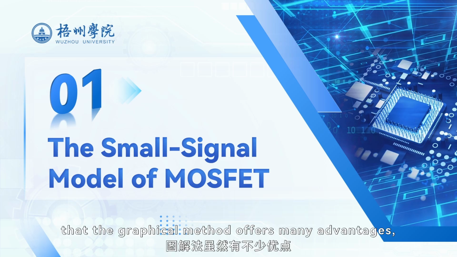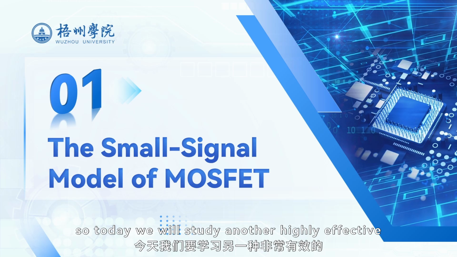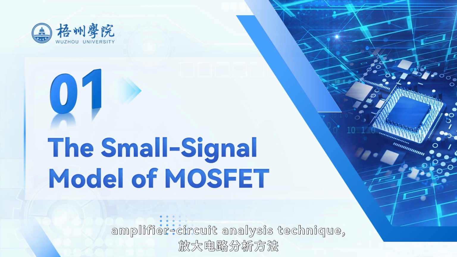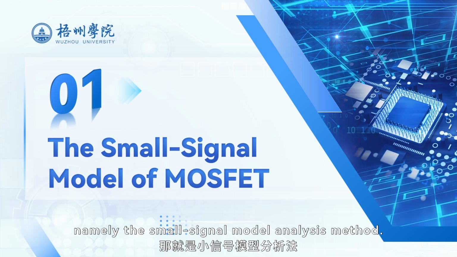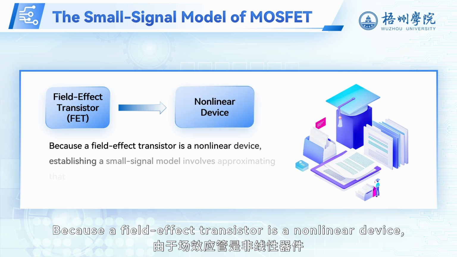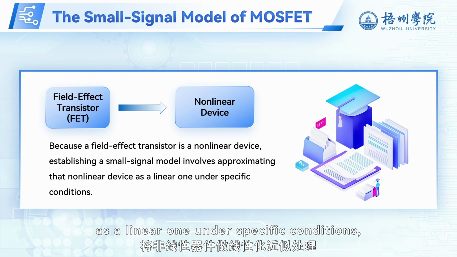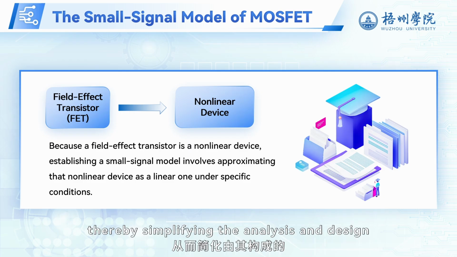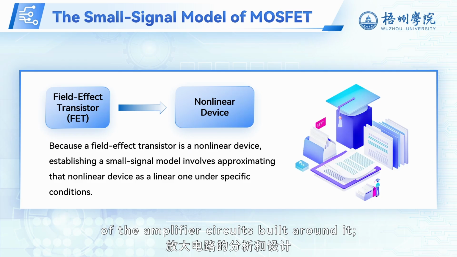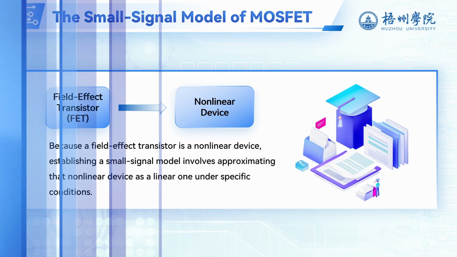While we already know that the graphical method offers many advantages, it also has clear limitations. So today we will study another highly effective amplifier circuit analysis technique, namely the small signal model analysis method. Because a field effect transistor is a nonlinear device, establishing a small signal model involves approximating that nonlinear device as a linear one under specific conditions, thereby simplifying the analysis and design of the amplifier circuits built around it. Hence, the creation of a small signal model is of great significance.